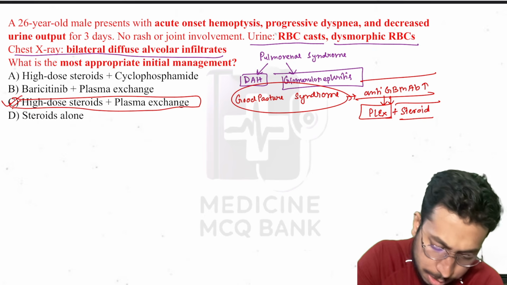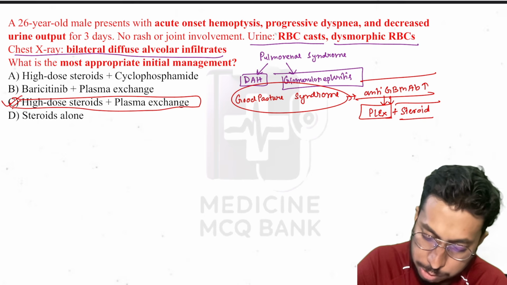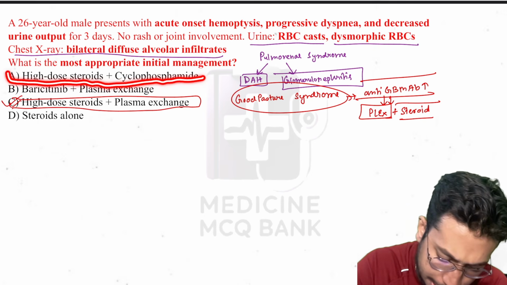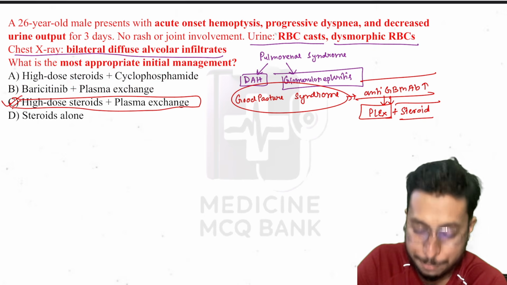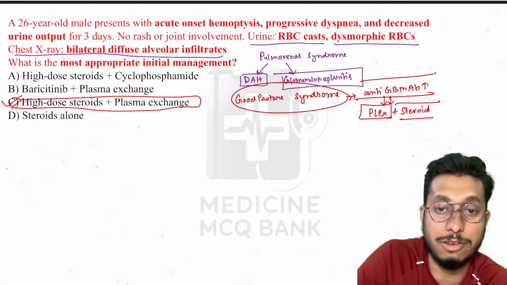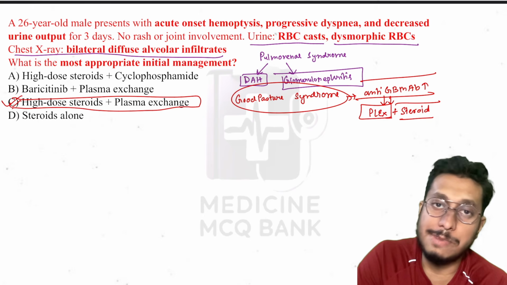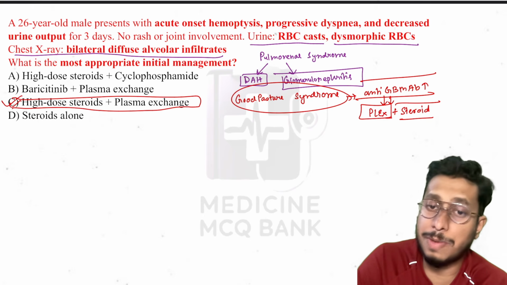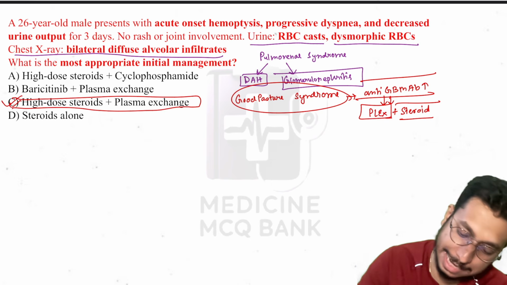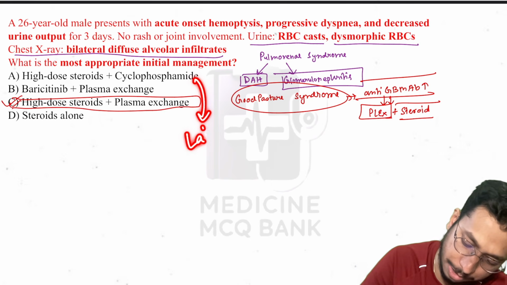So, why are the others false? High dose steroid plus cyclosporine. Okay, this is also used, but it is not the first line in case of diffuse alveolar hemorrhage, which is a life threatening condition. So, in acute alveolar hemorrhage, plex is mandatory. Cyclophosphamide is given, but it is added later on.